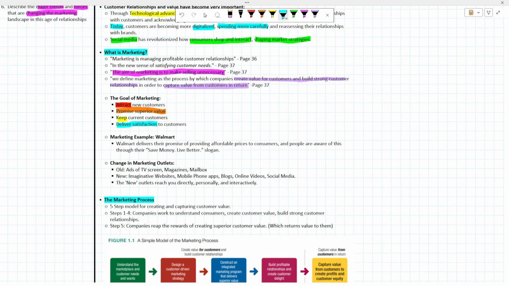So here are the new outlets, and I'll highlight that. It's imaginative websites, mobile phone apps, blogs, online videos, and social media. So the new outlets are superior because they reach you directly, become more personalized and interactive for you. And that's the key to marketing because it makes you feel like the company is talking to just yourself and not just a group of people.